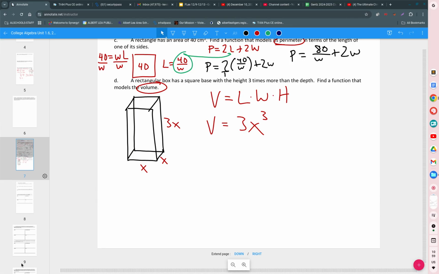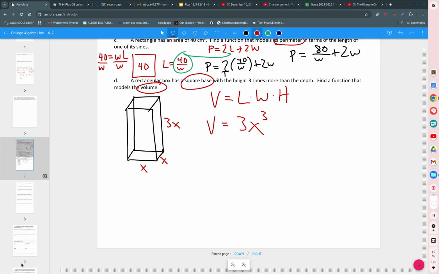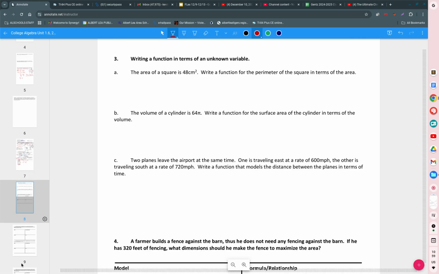Okay, so why is it just x for those 2 then? So it says that it has a square base. That means that this base has the same length as it does the width. So that's the same. And then this is 3 times that. That's way more simple than that.